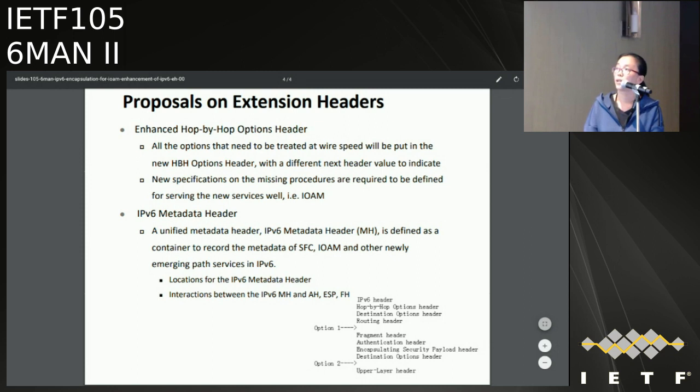And then accordingly, we will need some specifications. The IPv6 metadata header is a unified metadata header that is used to carry the metadata. For the location, we recommend to place it after the routing header, but there are still two options. For these two options, we need to consider the interaction of this metadata and the others, like the authentication header, ESP, and the fragment header. That's it.